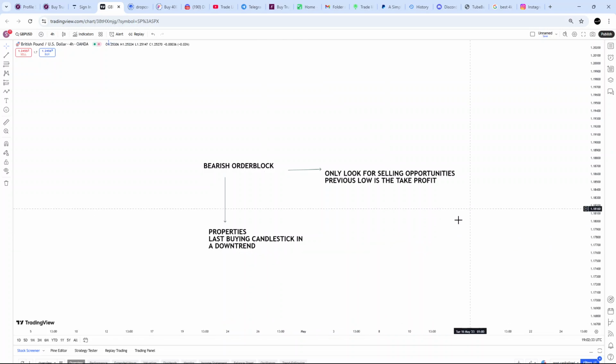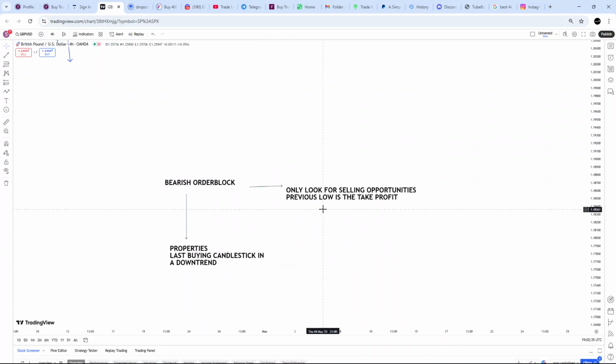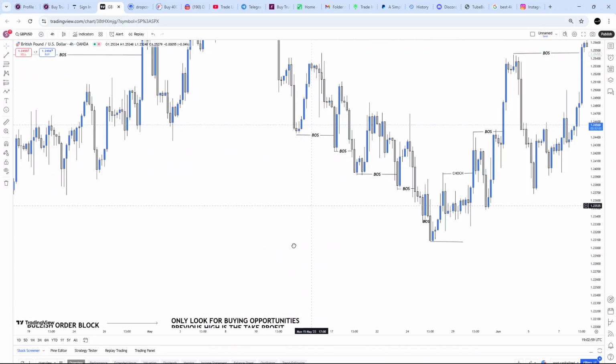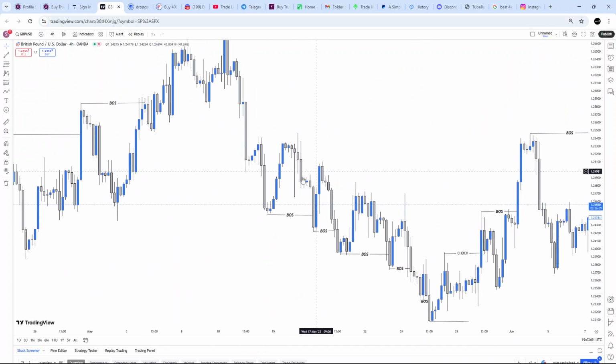So for the rules of this, we only look for selling opportunities. Previous low is the take profit. Of course, we only look for selling opportunities in this bearish market, and previous low is the take profit zone, of course, where we take profit from. So for example, this is a bearish market, and I think you can see how the market is breaking lower lows. So there are many things that we consider.